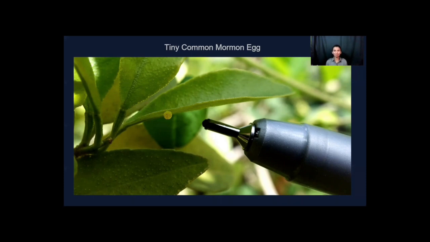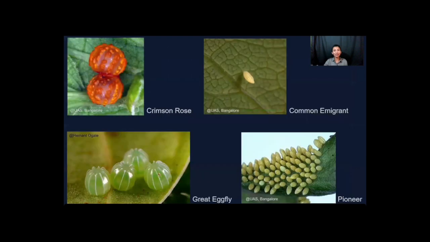finding the egg. Eggs of butterflies and moths are also very, very varied. Different species have many different types of eggs. Just look at this slide here. Here I have shown only 4 species of butterflies. Look at the colors, the shape, the texture, the pattern. It's so different. You may find some really interesting eggs if you look for them.